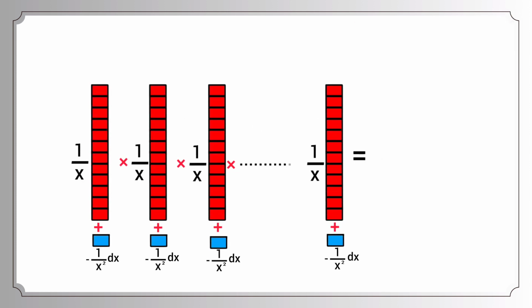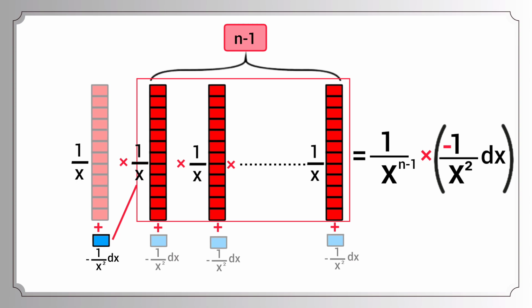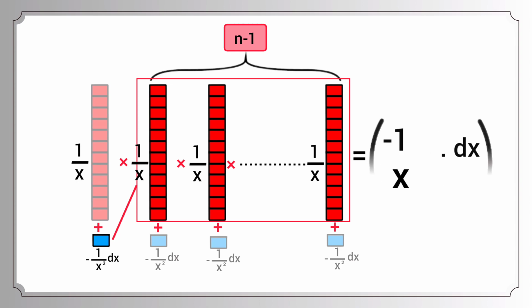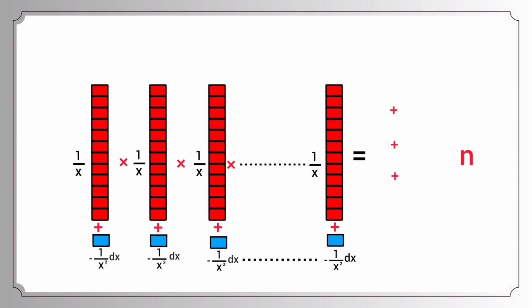Now, to find the change in the function, we can take the multiplication of n minus 1 columns, which comes to the value 1 by x to the power n minus 1. This quantity is then multiplied by minus 1 by x squared times dx, which will give the final value as minus 1 by x to the power n plus 1. Notice that there are n ways to get the same value, and the addition of all these quantities will give the total value of the change in the function.